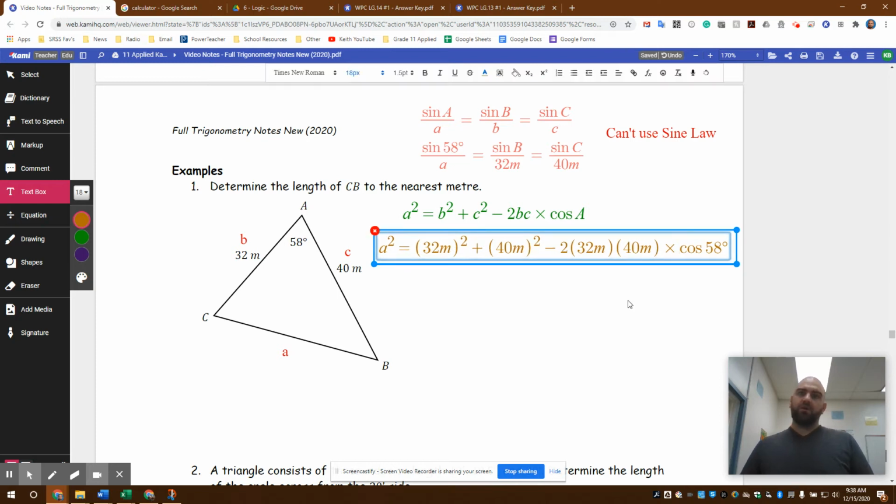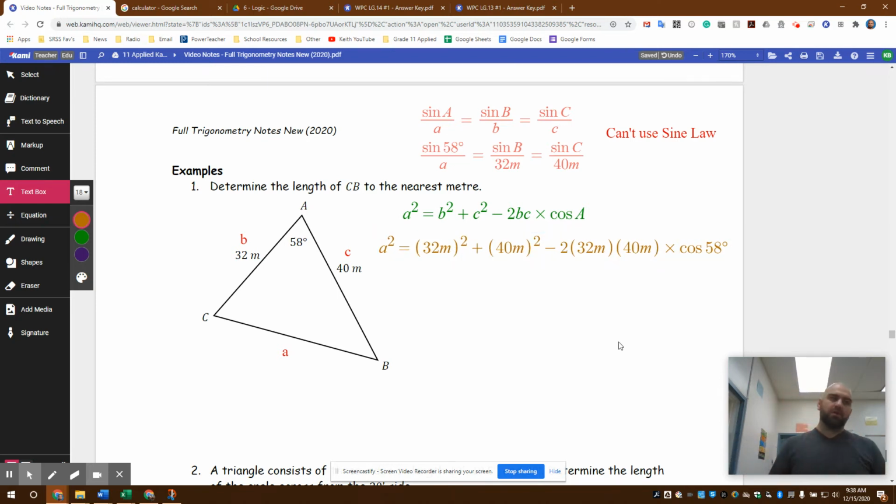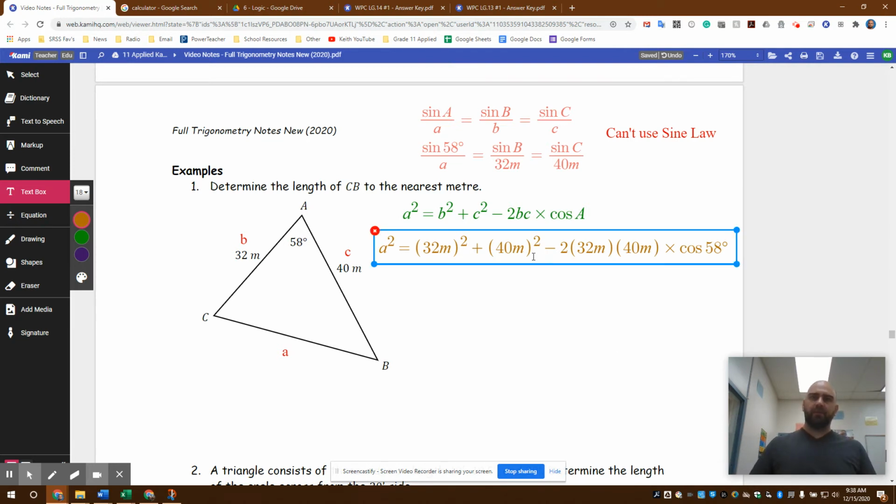So we write this all down. Now this is a long kind of spiel or mess of things here, or a lot of numbers, but it's the way that we're going to solve for a. And in the case here, we're going to solve for a squared, and then we'll take the square root, just like Pythagorean theorem, and solve for a.